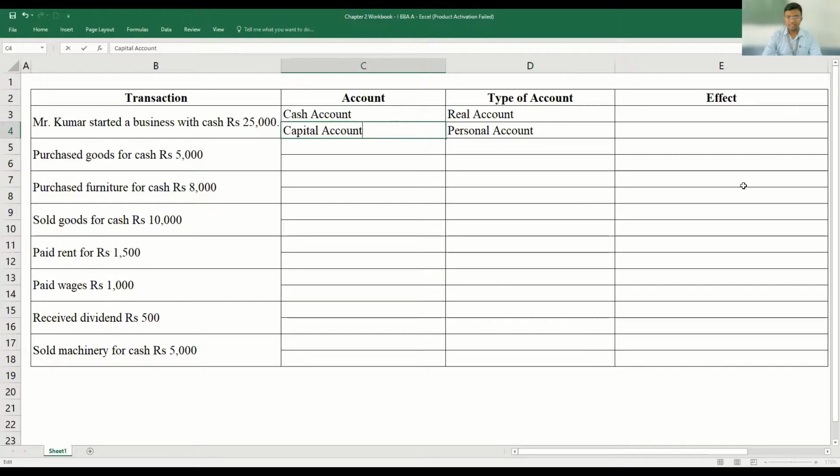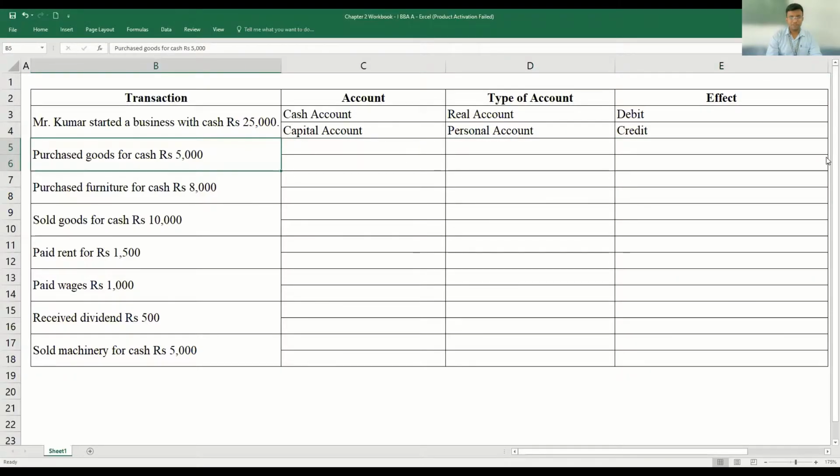Now, what is the effect over here? So when Mr. Kumar starts a business, he's bringing in cash. So cash you will debit. Cash debit what comes in. So cash is coming in, and then who's giving the cash? Proprietor is giving the cash. Proprietor, we know a capital account is personal. Golden rule is debit the receiver, credit the giver. So you should credit this account.